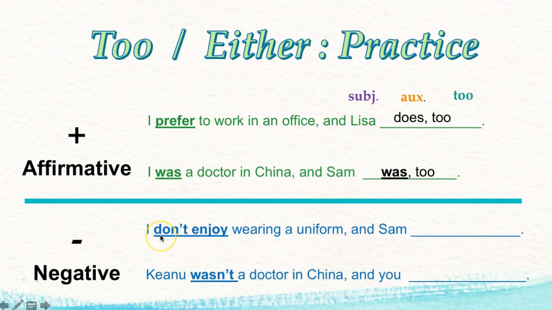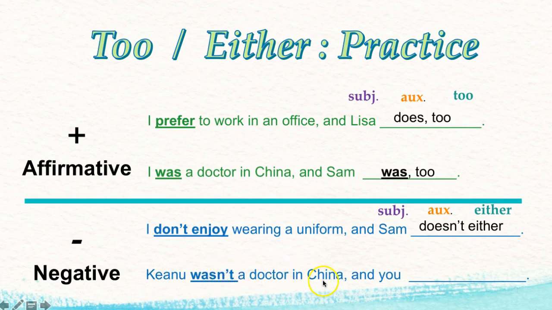In the next sentence, I don't enjoy wearing a uniform, and Sam doesn't either. Good job. This is negative, so we want the auxiliary to also be negative. We use don't, so here, because the subject is Sam, we use doesn't. Okay, let's look at the next one.